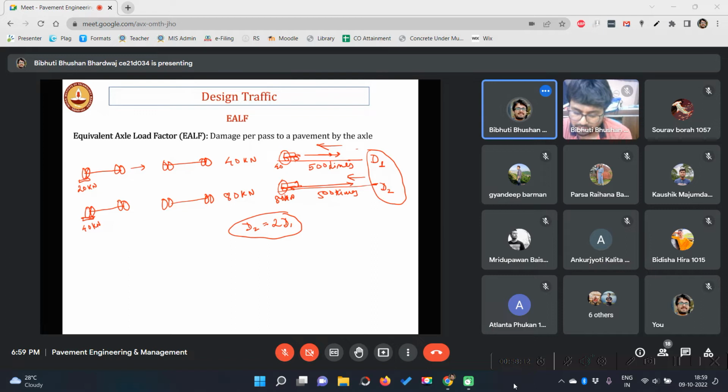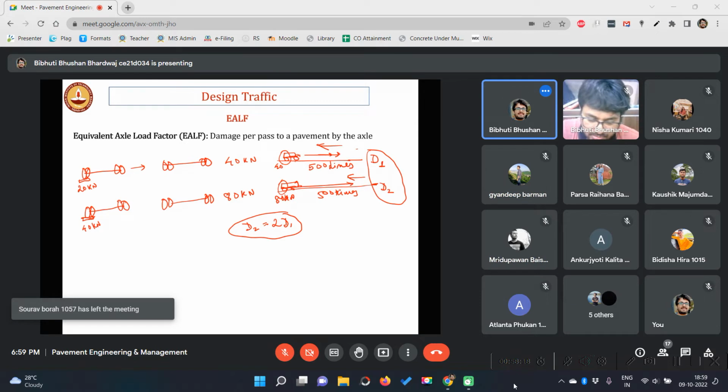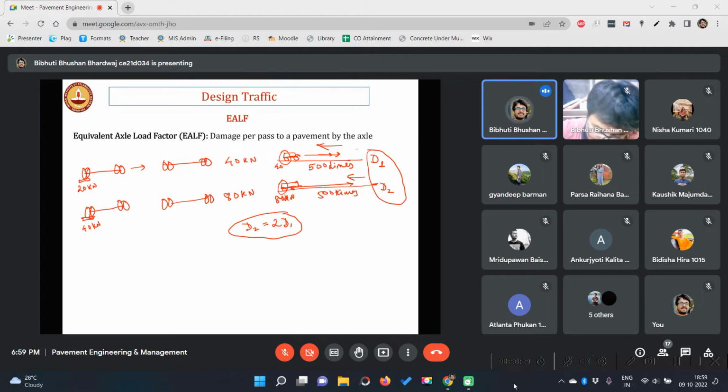Okay, that is the first thing that will strike your mind. Since the load is twice, the damage will also be twice. But the problem is, the damage here will be, you know how many times? 16 times more. That means if you carry double load, the damage is not double, damage is 16 times, because it's 2 to the power 4.